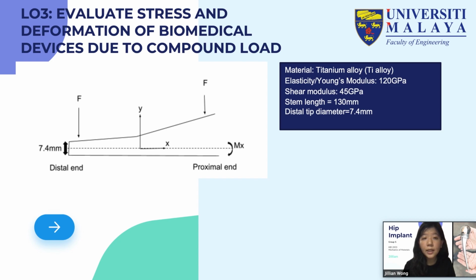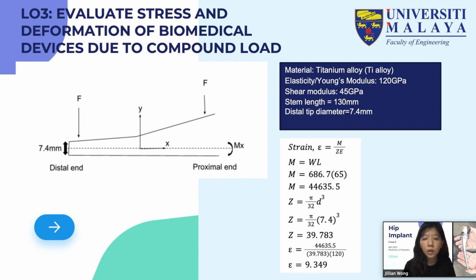Next, we need to evaluate the stress and deformation of the device due to compound load. The strain equation is equal to M over ZE. We know that the material used is titanium alloy. The Young's modulus equals 120 gigapascal, shear modulus 45 gigapascal, stem length equals 130 millimeters, and distal tip diameter is 7.4 millimeters. Substituting the values, we can calculate strain equals 9.349. That's all from me. Thank you.